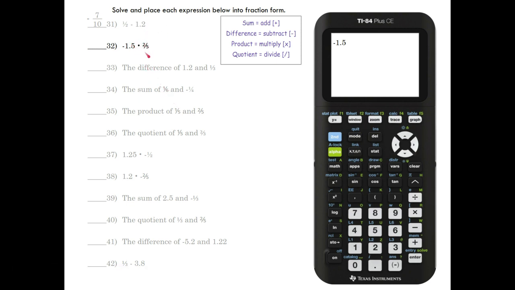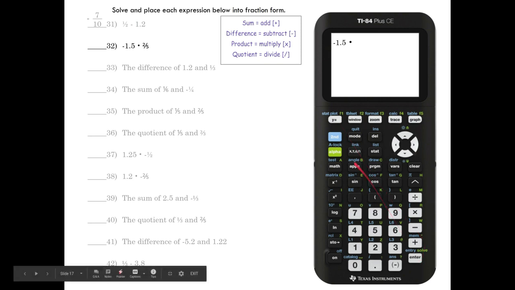In algebra, we use the dot to simplify multiplying. So we have multiply. Dot is the multiply, negative 1.5 multiplied, and then we have the fraction 2 over 5. Again, to get a fraction, it's alpha, y equals, and then you click enter. And you get 2 over 5, right?